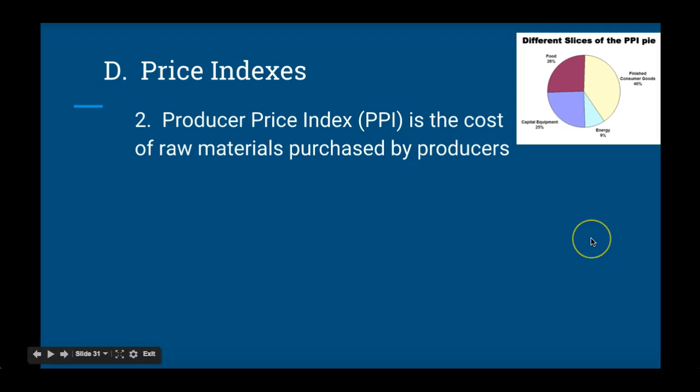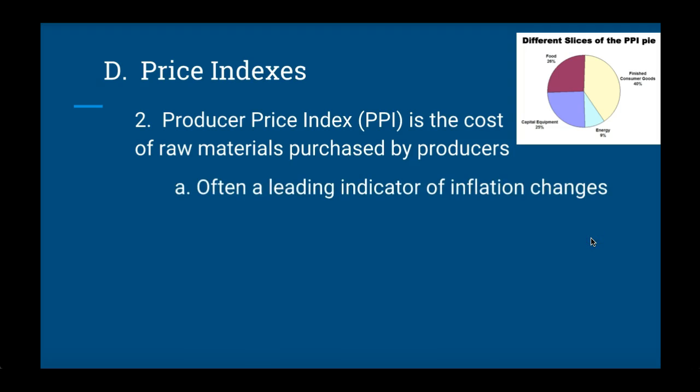So this is what I found of information about what is in the PPI. It says that 25% is capital equipment, 9% is energy, so electricity. Finished consumer goods, 40%. So I'm assuming those are the consumer goods that they need to provide their product. So some things in there, and then food for their workers.